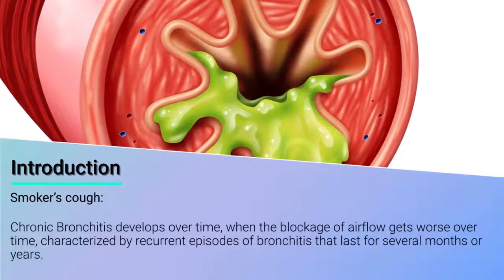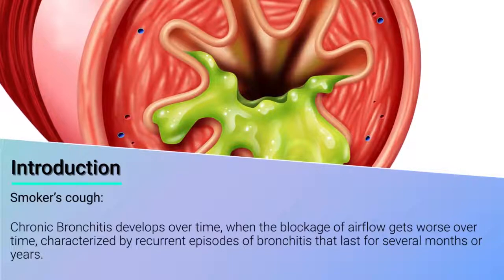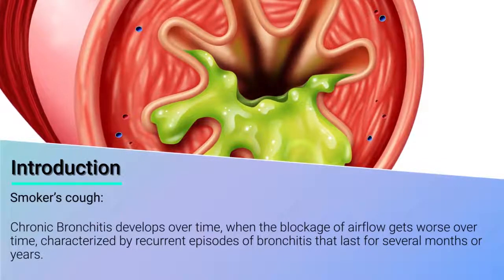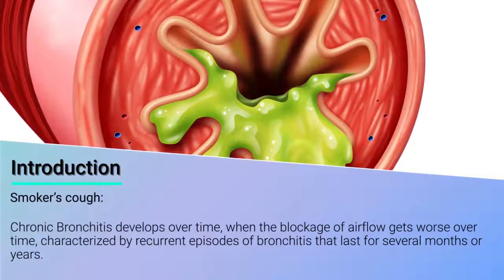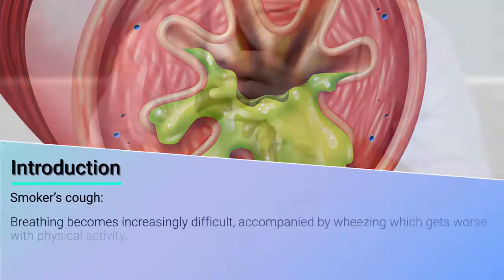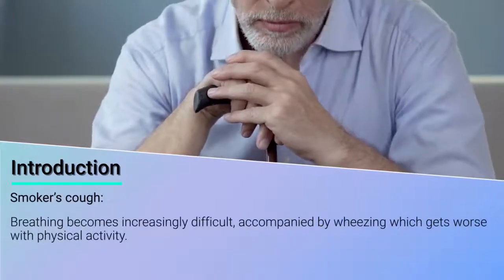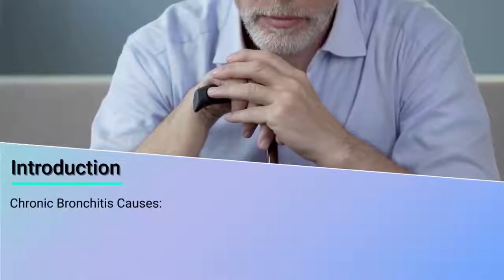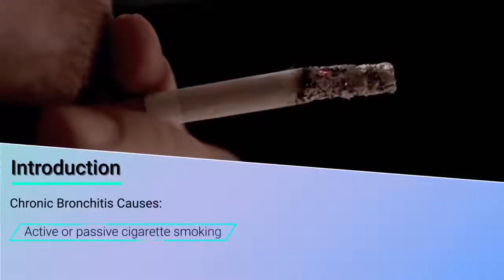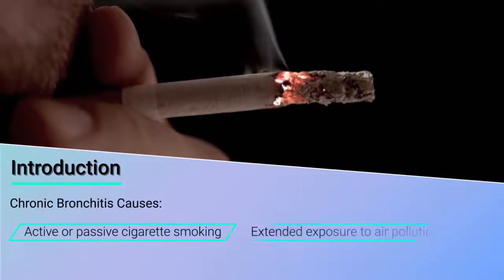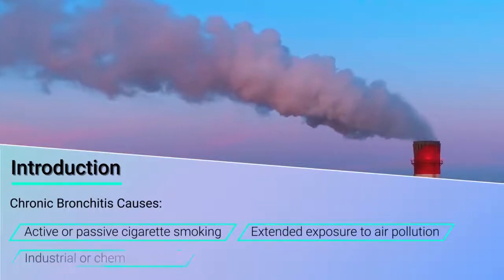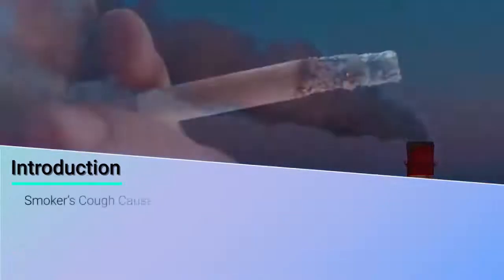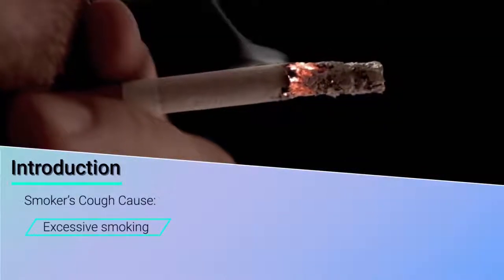Chronic bronchitis develops over time, when the blockage of airflow gets worse over time, characterized by recurrent episodes of bronchitis that last for several months or years. Due to the mucus, breathing becomes increasingly difficult, accompanied by wheezing which gets worse with physical activity. Some of the common causes of chronic simple bronchitis include active or passive cigarette smoking, extended exposure to air pollution, industrial or chemical fumes, and toxic gases, while the primary culprit for smoker's cough is excessive smoking.